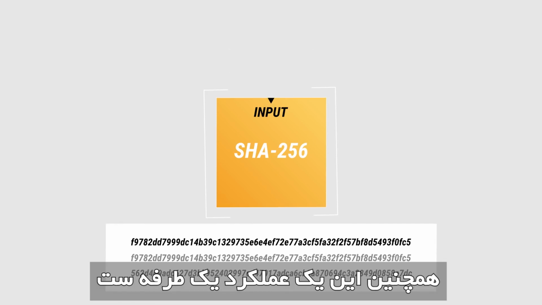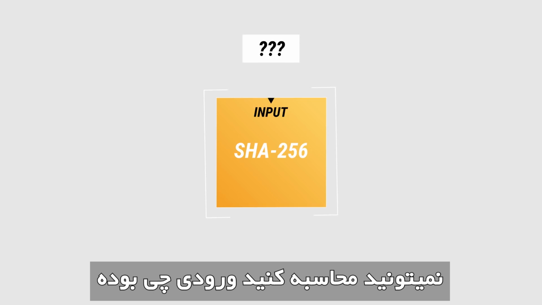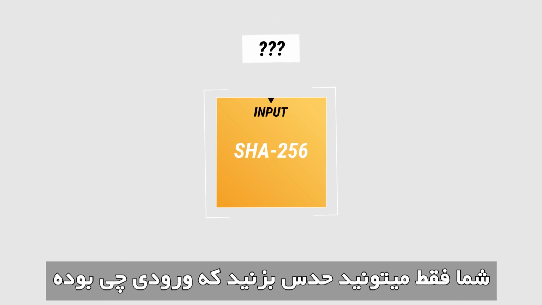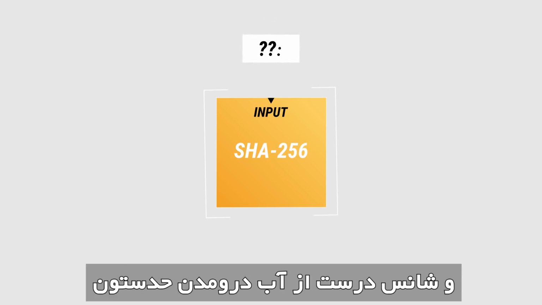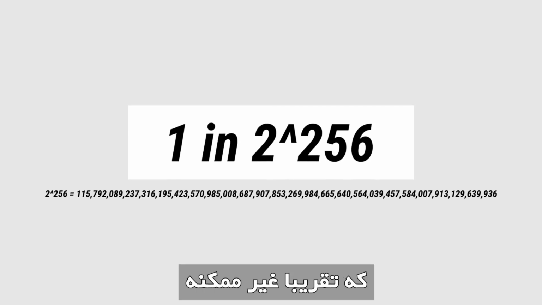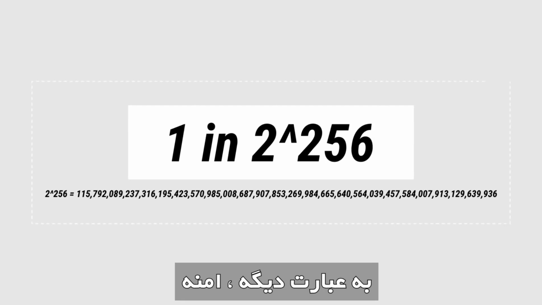It's also what's called a one-way function, meaning that if you only have the output, you can't calculate what the input was. You can only guess what the input was. And the odds of guessing that right is 1 in 2 to the power of 256, which is pretty much impossible. In other words, it's secure.